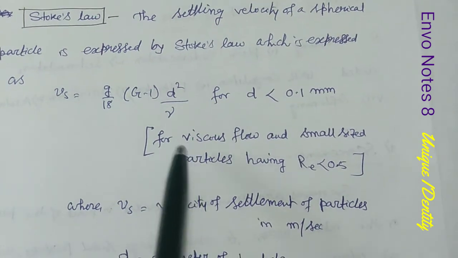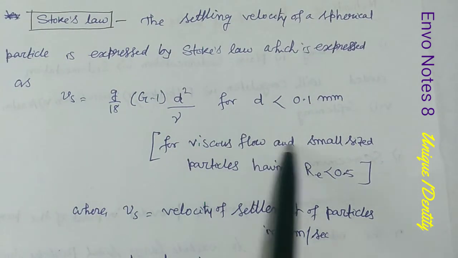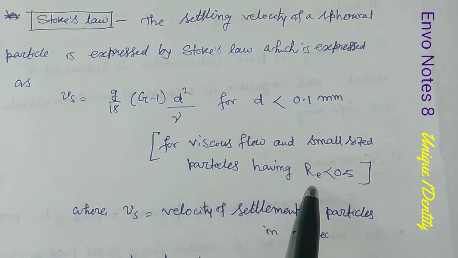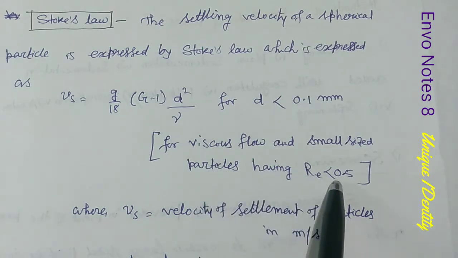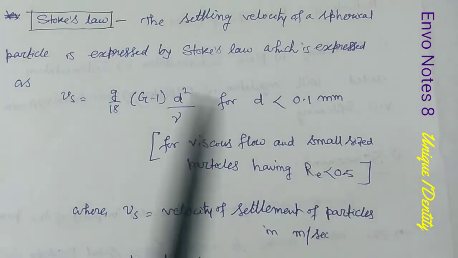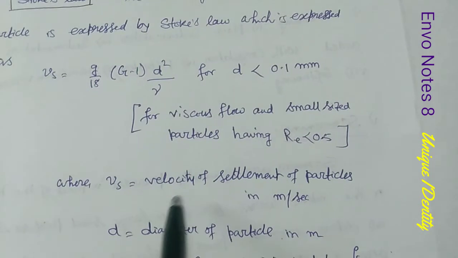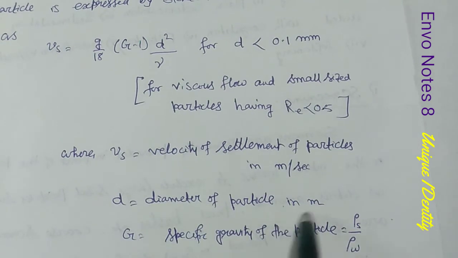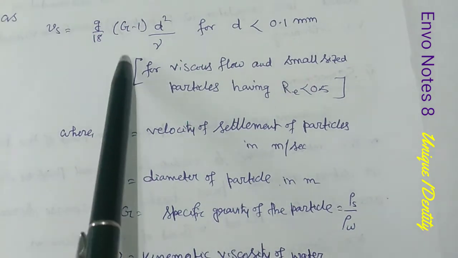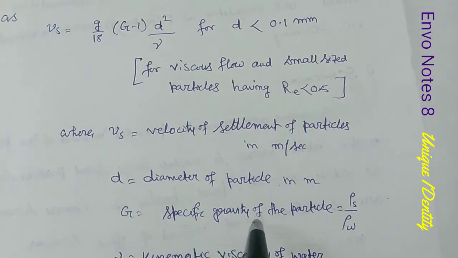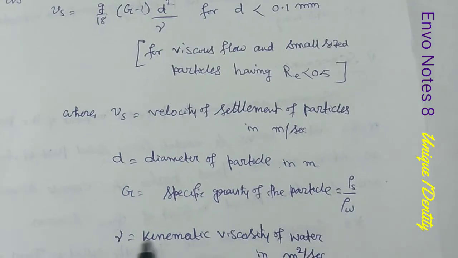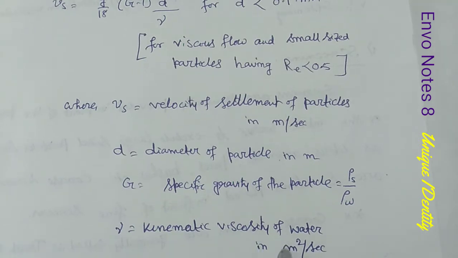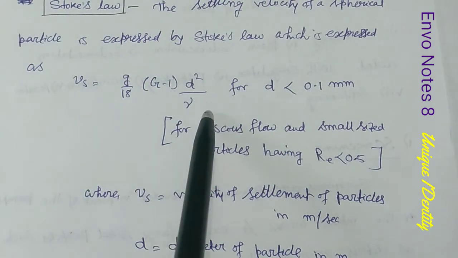Okay. Also, this formula is valid for viscous flow and small size particles having Reynolds number less than 0.5. Okay. And in this expression, Vs equals velocity of settlement of particle in meter per second, d equals diameter of particle in meter, capital G equals specific gravity of the particle, that means density of solid by density of water, and nu equals kinematic viscosity of water in meter square per second. Okay. So you please note down this.